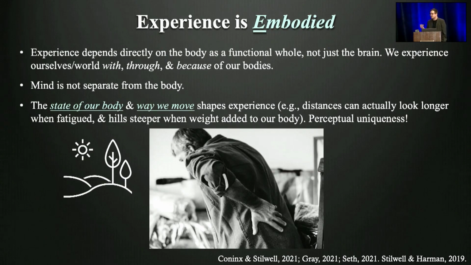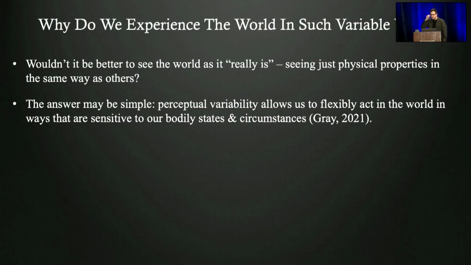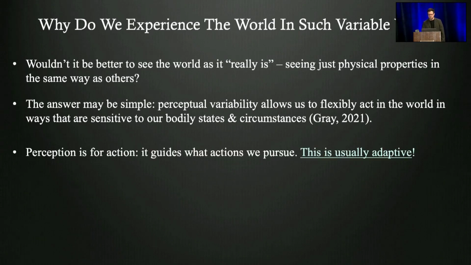I think we could start to speculate on how this might actually relate to something like low back pain. So what might look like a small hill to one person could look like a steep mountain to a person living with pain. So a lot of people ask, well, why would we experience the world in such variable ways? Wouldn't it be better just to see the world as it really is, just seeing physical properties in the same way as everybody else? Well, the answer might be simple. This is just speculation, but perceptual variability might allow us to flexibly act in a world in ways that are sensitive to our bodily states, but also our contextual circumstances.